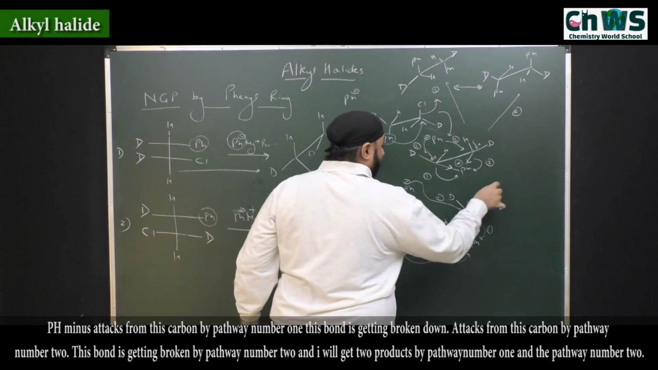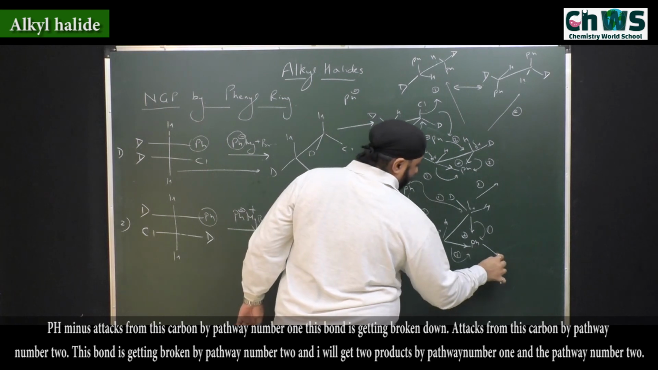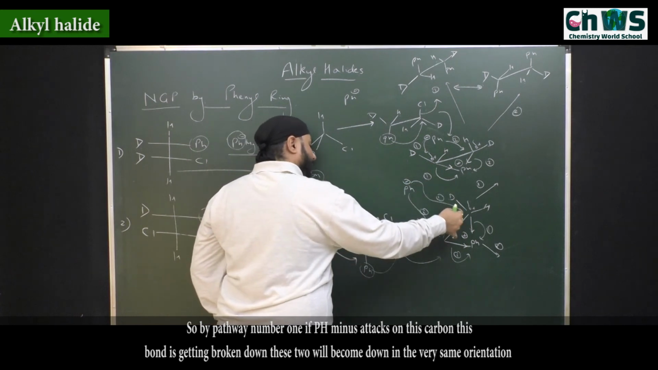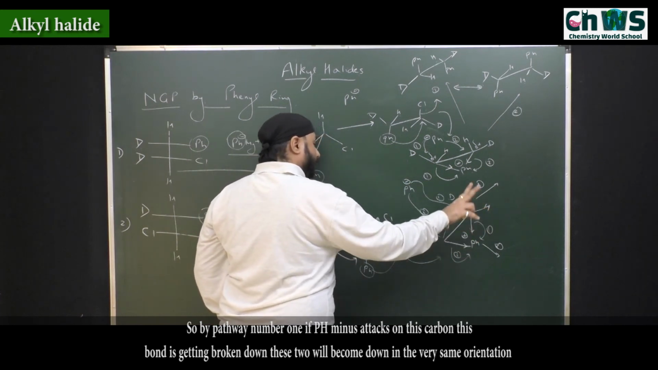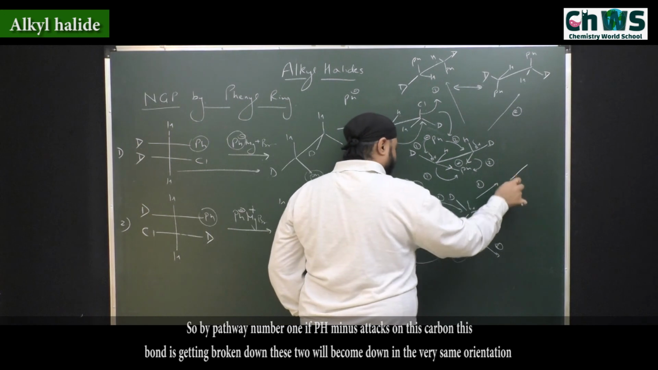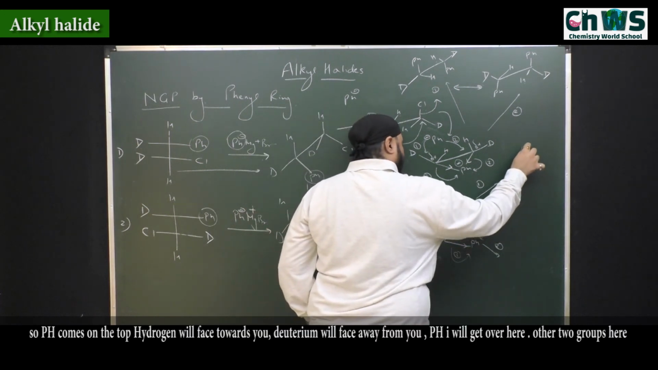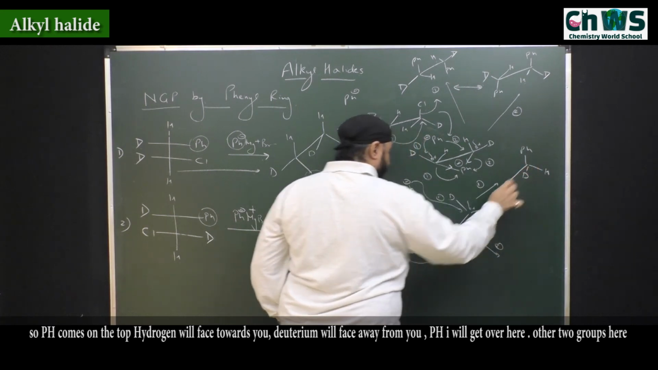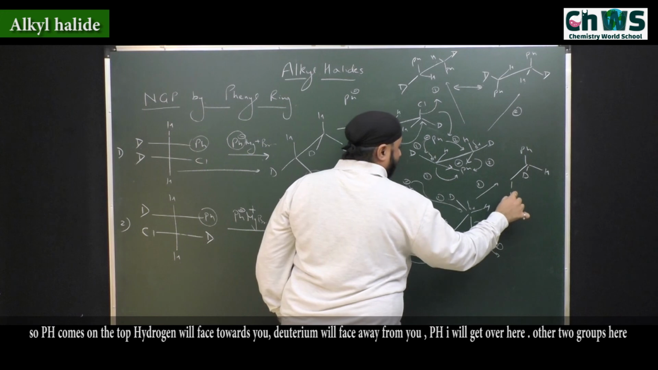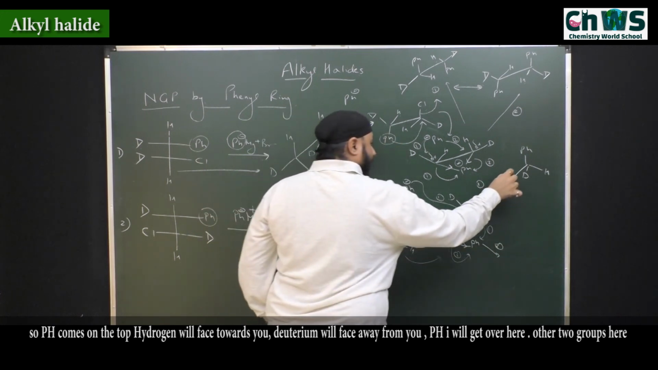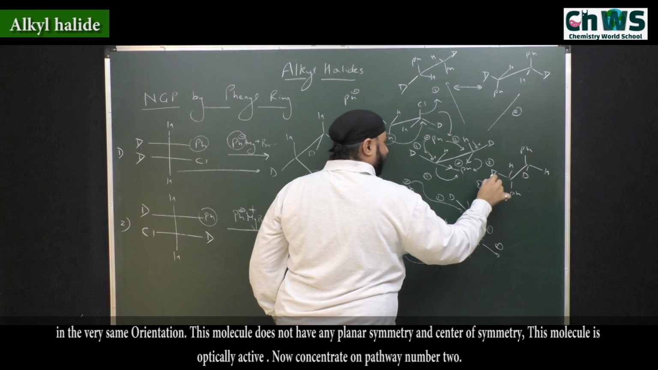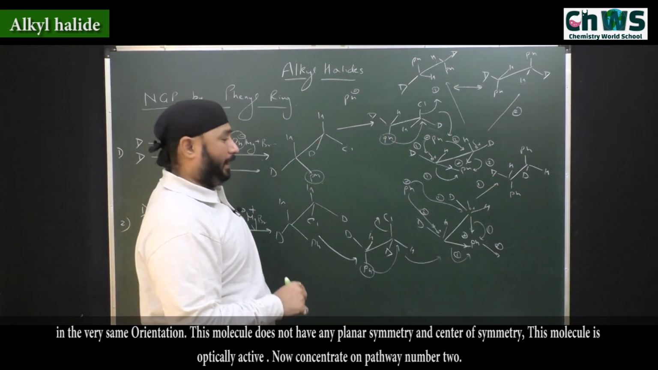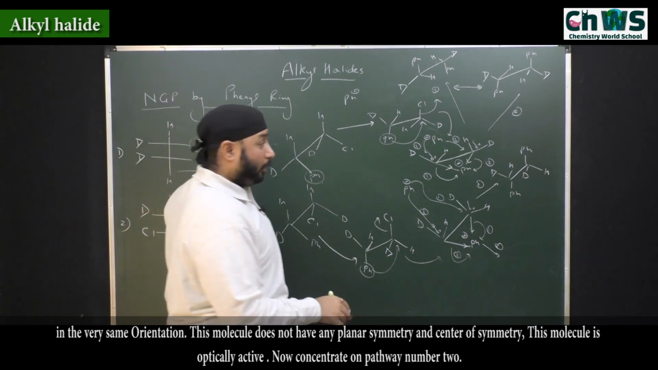Again, I'll get two products by pathway number 1 and by pathway number 2. So by pathway number 1, if Ph minus attacks on this carbon, this bond is getting broken down. These two will become down in the very same orientation. So Ph comes on the top. Hydrogen will face towards you. Deuterium will face away from you. Ph I'll get here. Other two groups here in the very same orientation. This molecule does not have any plane of symmetry, it doesn't have any center of symmetry. This molecule is optically active.